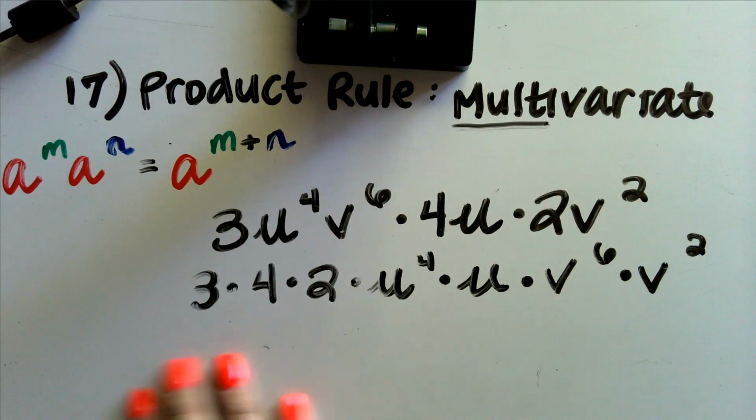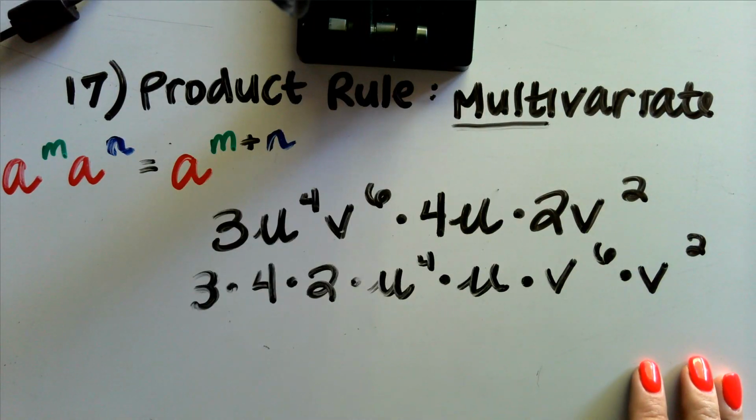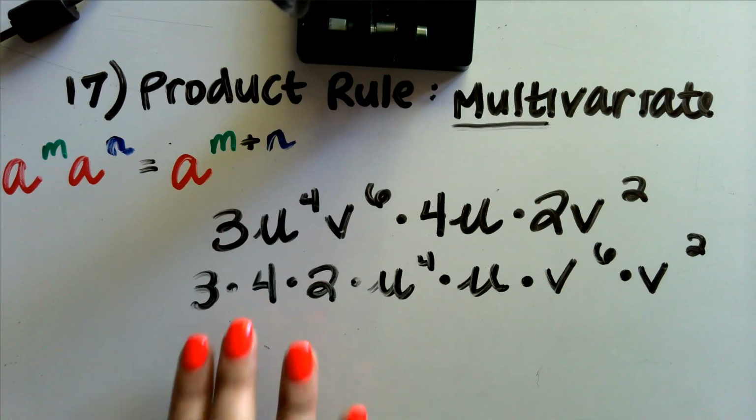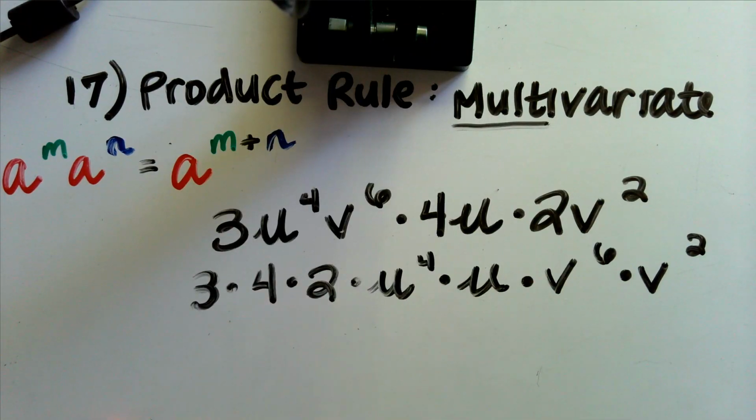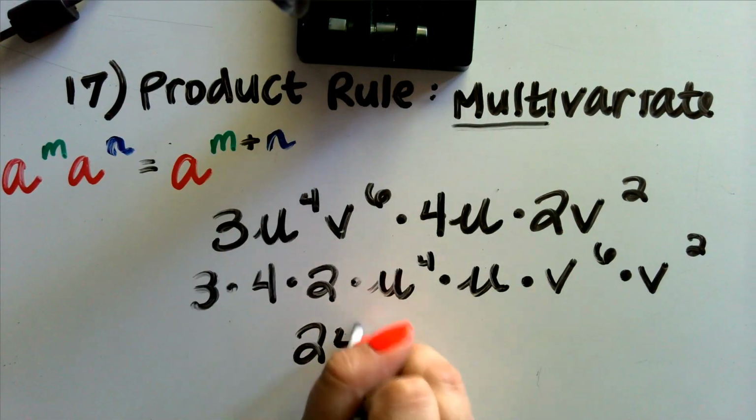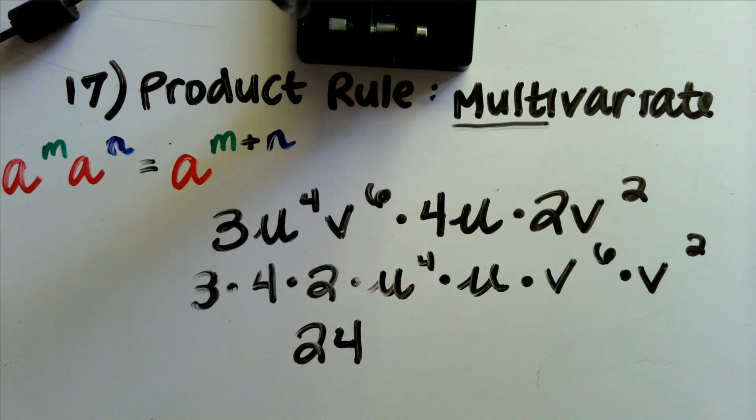Okay, so now everything is right next to one another. This is just a lot easier to look at, a lot more palatable. Let's go ahead and multiply our coefficients together first. 3 times 4 is 12. 12 times 2 is 24. Okay, so we know our coefficient is going to be 24.